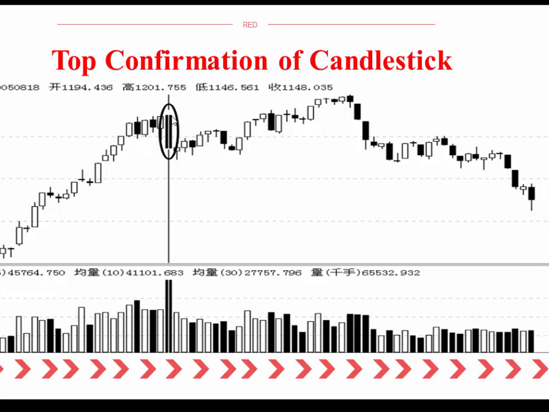This is the top area because the price goes up and up again. Then the bearish candlestick appears with high volume. So it tells us that here is the top commission. We should pay attention to the risk. If you wait another day, the price rebounds to this point again. It's another sell point because they have resistance for the price.